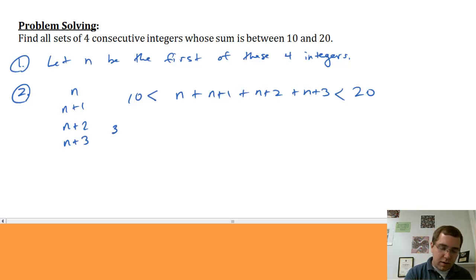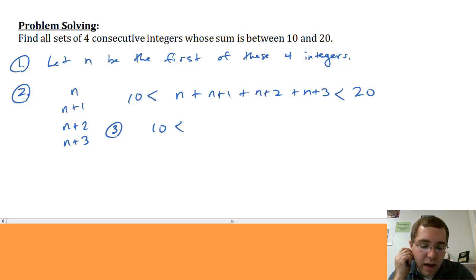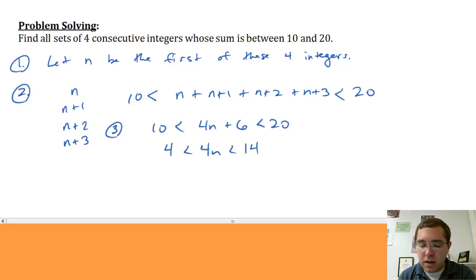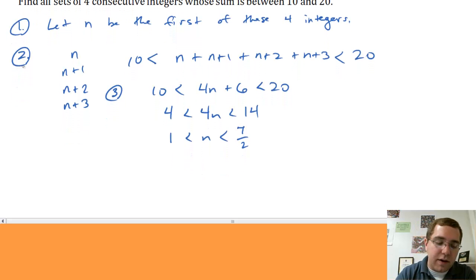Okay, step number 3. Let's solve our inequality. So we've got 10 less than, well, n plus n plus n plus n is 4n. 1 plus 2 plus 3 is 6, so 4n plus 6 is less than 20. 10 is less than 4n plus 6, which is less than 20. It's a lot cleaner. I can solve that pretty easily. I subtract 6 from everything, so 4 is less than 4n, which is less than 14. Divide all 3 parts by 4, and I get 1 is less than n, which is less than 14 over 4, which is 7 over 2. Okay? We've solved our inequality. We've gotten the variable alone in the middle.